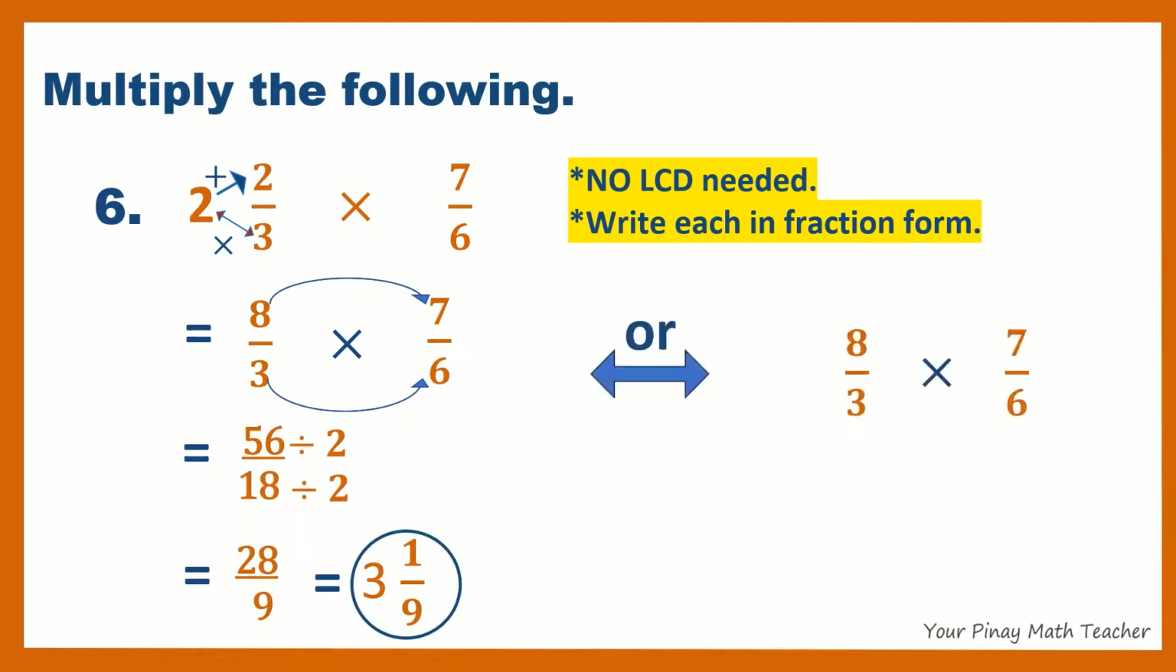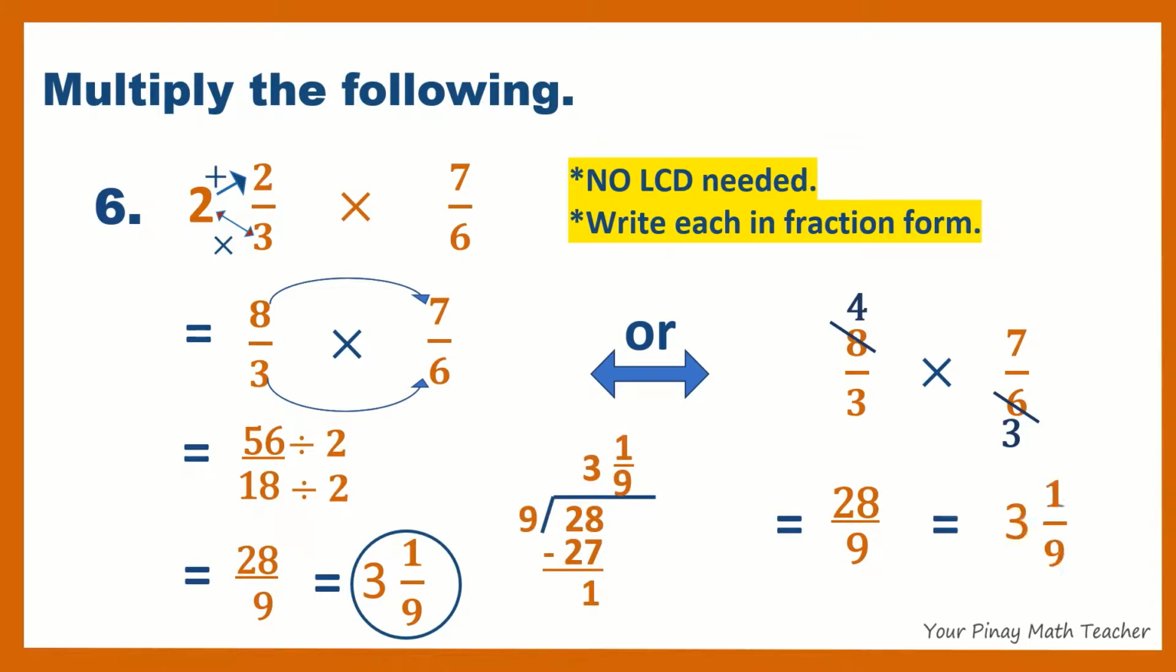The other method is we reduce first 8/3 and 7/6. 8 and 6 can be reduced by 2. So we get 4 and 3, and then multiplying 4 and 7, we get 28 over 9, which gives us the same as 3 and 1/9.